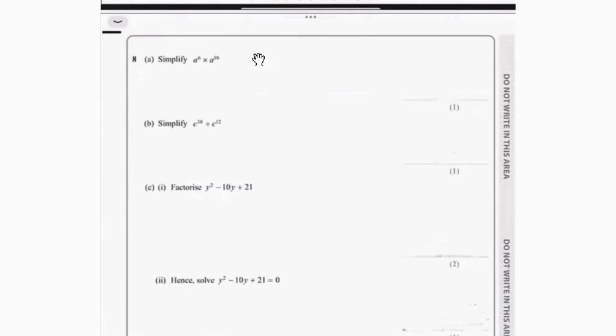Then we have indices. Simplify a to the power of 6 times a to the power of 10. This would mean that we add the powers. Whenever similar bases are being multiplied, you add the powers. So that's going to be a to the power of 16. Then we have c to the power of 30 divided by c to the power of 12. Same thing: when you have similar bases being divided, we subtract the powers. So 30 minus 12, that's going to be c to the power of 18.